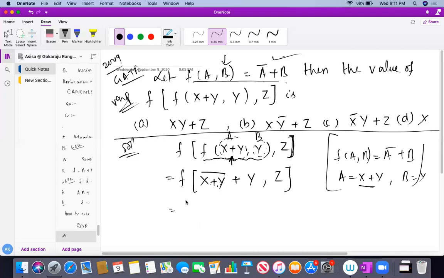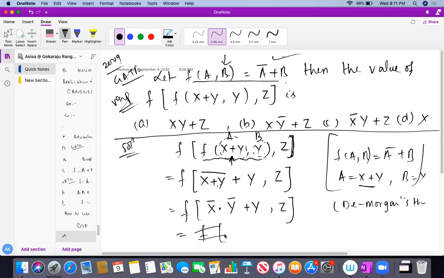Next, what can I do? Again I can use De Morgan's theorem here. What is that? Break the bar, change the operator. I have used De Morgan's theorem here. Very simple. Why am I doing this? Because I have to remove this f. In order to remove this f, I have to solve this thing. So next, f of x bar, y bar or y comma z.